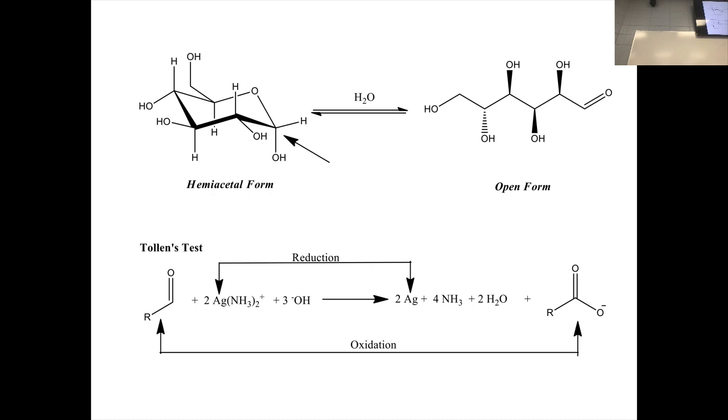How many stereocenters does dextrose have in this form? How many chiral carbons does it have? Is this a chiral carbon? Yep, so there's one. How about this one? 2, 3, 4, 5. There are 5 stereocenters that are all lined up together.